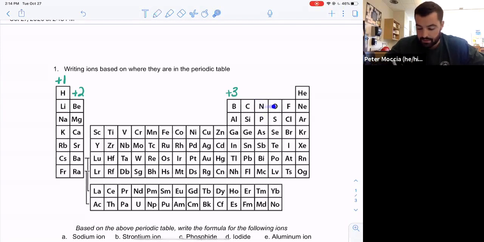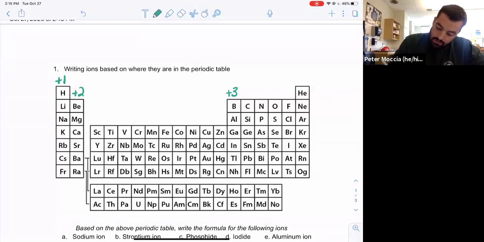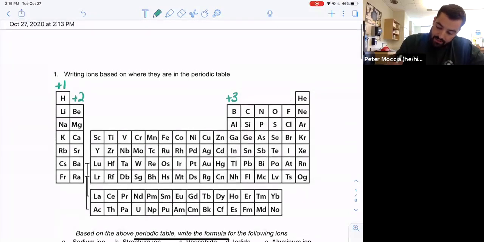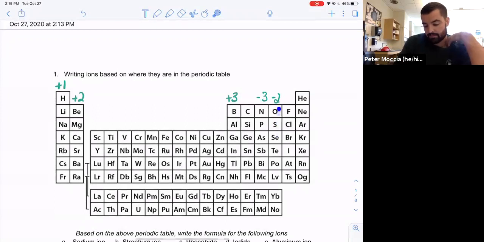And then once you start to get into the non-metals, you're going to see them start to gain electrons. Nitrogen has 5 valence electrons. It needs to gain 3 electrons to have a full valence shell, so it's going to have a charge of -3. Oxygen needs to gain 2 electrons, so everybody in this group is going to have a charge of -2.